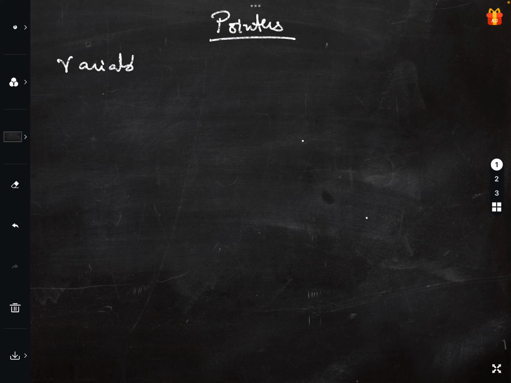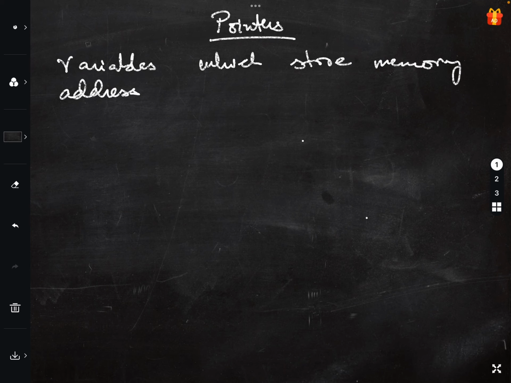So, pointers. What are pointers? They are basically variables which store a memory address. Before we talk about memory addresses, I'm talking about this in terms of programming languages, and C and C++ are where pointers are more prominent. Other programming languages, like Java or Python, also use pointers, but you cannot basically create one.